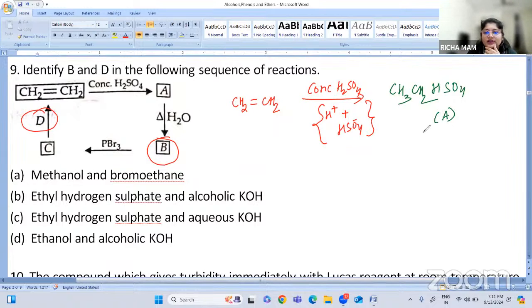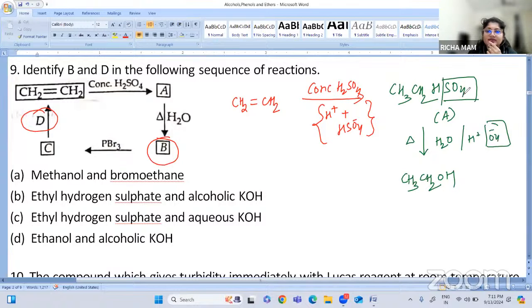Now further, they have heated it with water. After heating with water, what will happen? The SO4 will go and OH will add. So you're going to get an alcohol. Your SO4 will be converted into H plus and OH minus. So OH minus will replace this SO4.